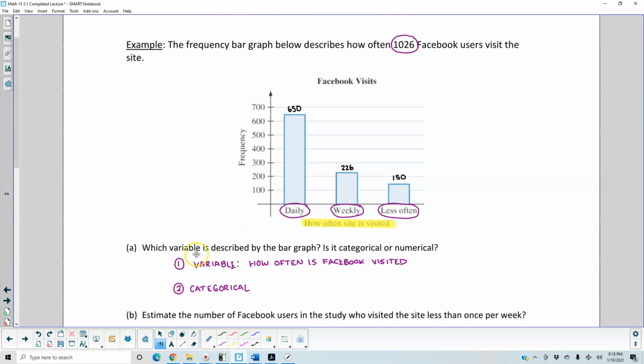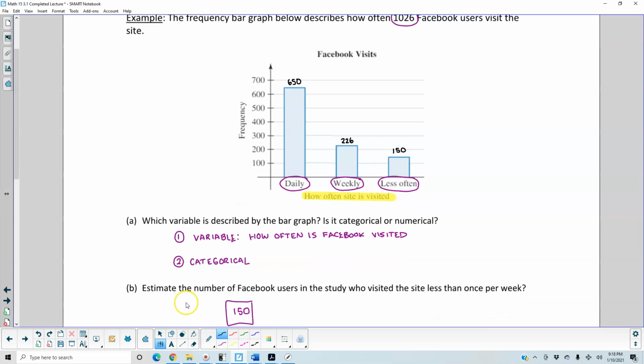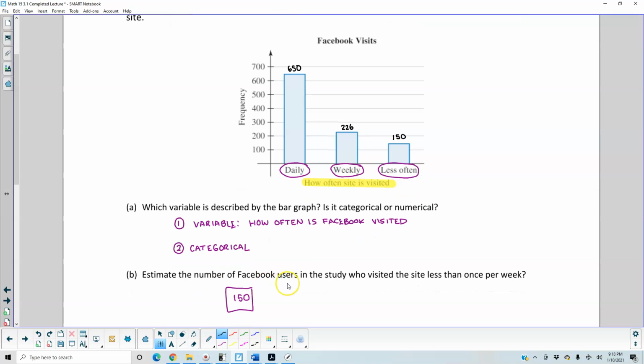So which variable is described by the bar graph? Well, the variable is how often Facebook is visited. Is it categorical or numerical? Well, it is categorical. Part B, it says estimate the number of Facebook users in the study who visited the site less than once per week. So this is less often, and if you look up here, we approximated over here. It's in between 100 and 200, so we're going to say it's 150.